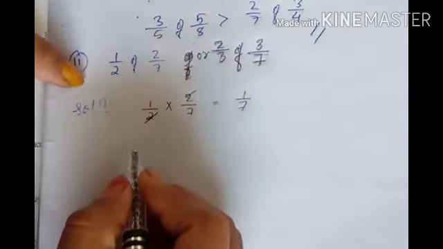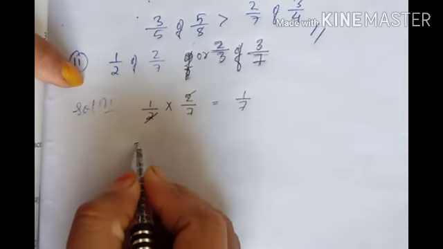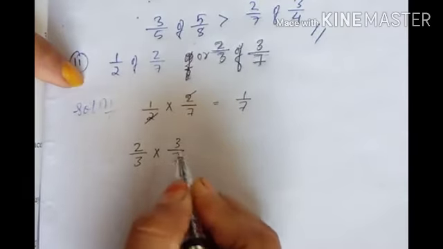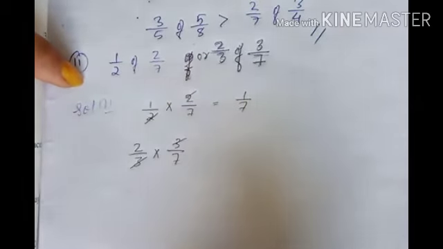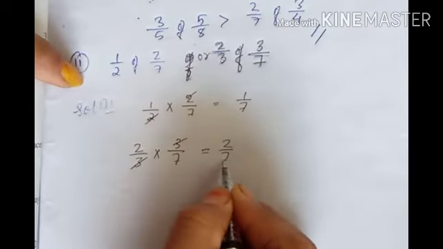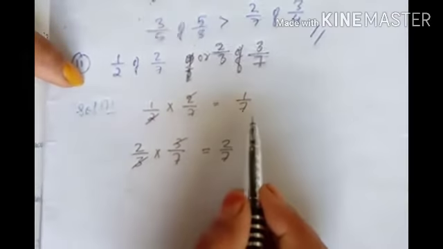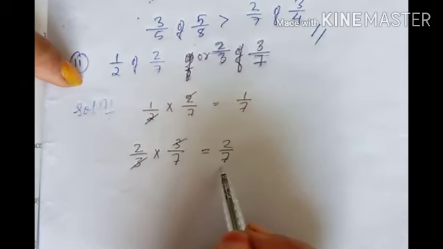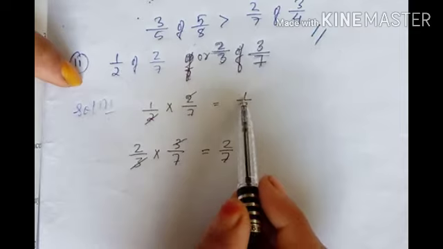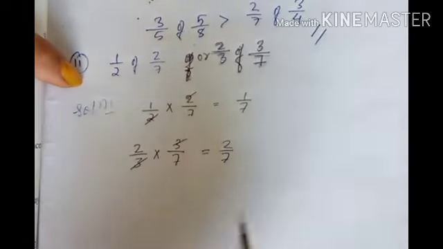Now for the next one, what is there? 2 upon 3 of means multiply, again 3 upon 7. So 3 and 3 will get cancelled. What is remaining? 2 upon 7. Now denominator is same, isn't it? Now they are like fractions. If denominator is same, which will be greater? 2 upon 7 will be greater.